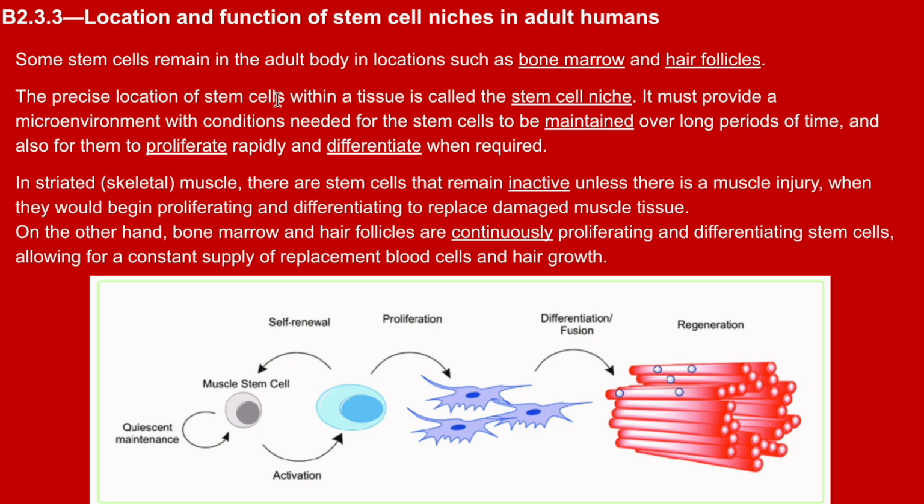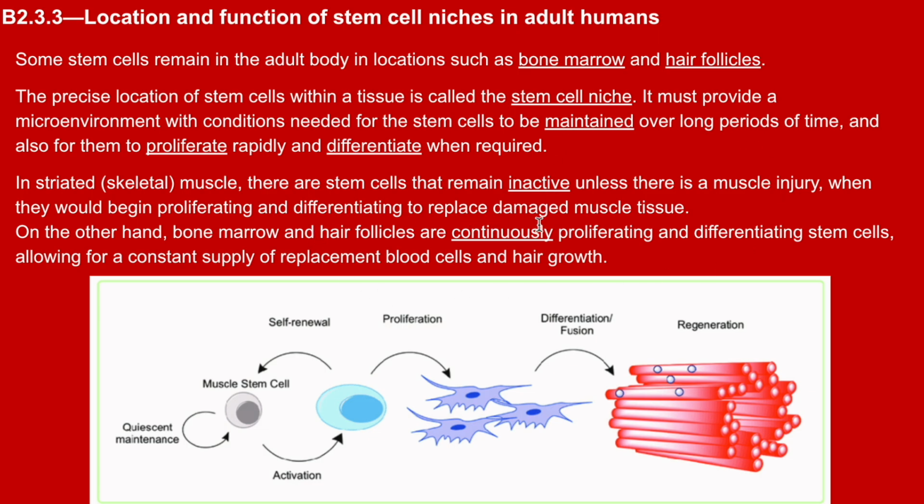That precise location of stem cells within a tissue is called the stem cell niche. It allows for conditions where the stem cells can be maintained over long periods of time, and then when needed, they proliferate rapidly and differentiate. Now, stem cells that are within skeletal muscle remain inactive unless there's a muscle injury, at which point they start proliferating and differentiating.